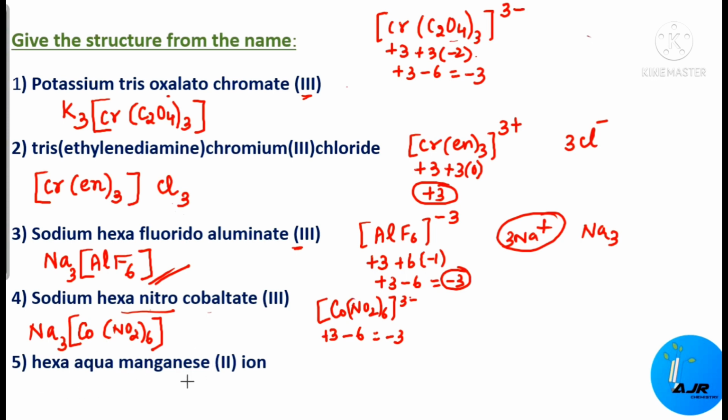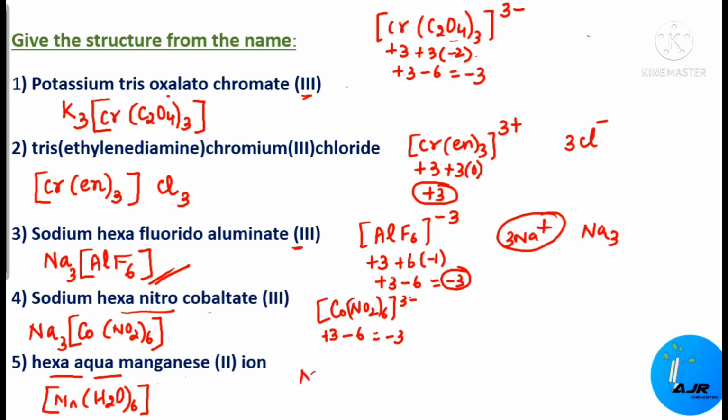And the last one is hexaaquamanganese ion. It is an ion. Hexaaqua means H2O 6 times. Manganese ion. So there's no metal cation, only a complex is given. So manganese Mn, then H2O 6 times, hexaaqua. Now we are supposed to fix the charge on this entity.